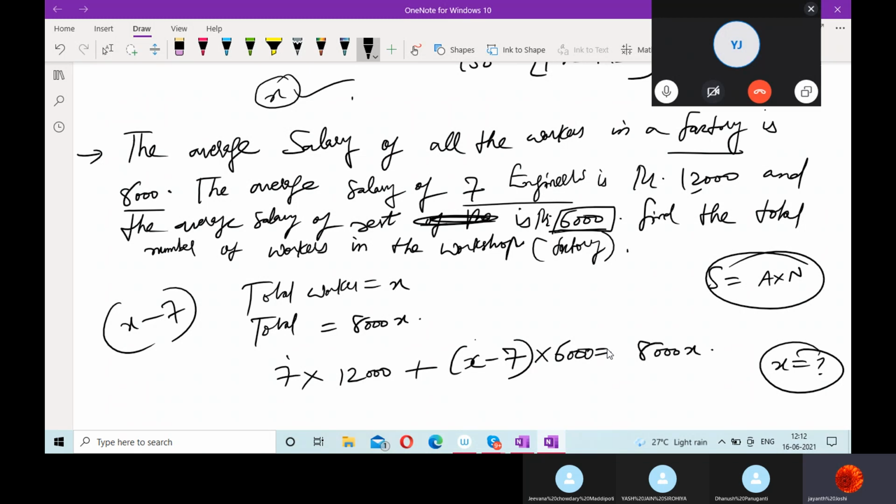We'll go for the next question. Yes. Come on, what is the problem? Why are you not giving me answers? Yes, yes. 14 is the answer? I mean the X value. X is how much? 14. No, 14 is wrong.